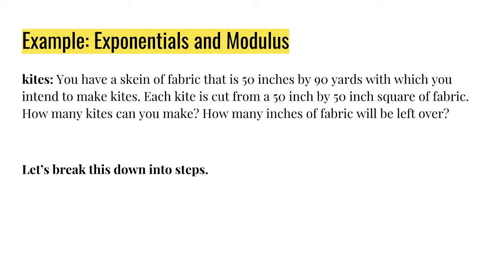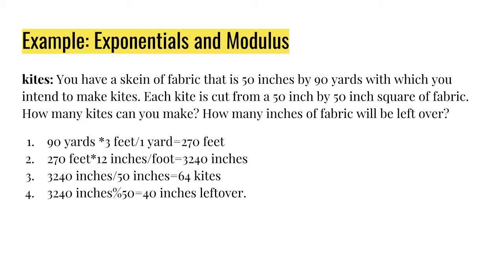So here's the example. You have a skein of fabric that is 50 inches by 90 yards, and you want to make kites with them. Each kite is going to be 50 by 50 inches. You want to know how many kites can be made and how many inches of fabric are going to be left over. So let's break this down into steps, okay?